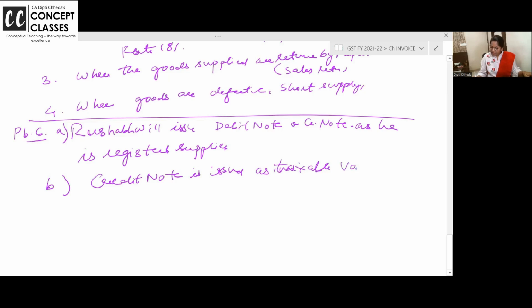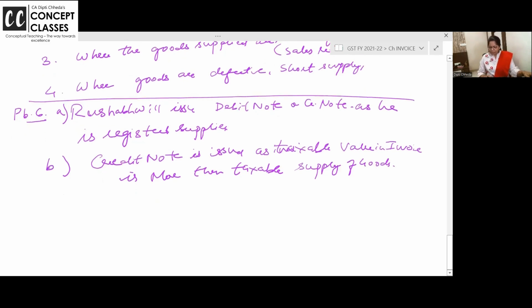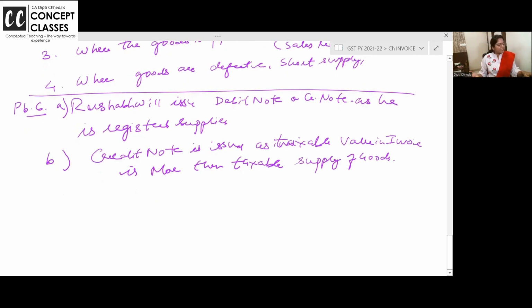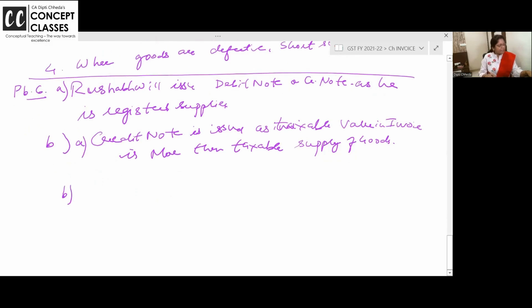Taxable value in invoice is more than taxable supply of goods. प्रॉब्लम ओपन रखो. टैक्सेबल वैल्यू इनवॉइस में ज्यादा चार्ज किए हैं तो आप क्रेडिट करो, रिवर्स करो. Next, tax charged is 33 whereas you should have charged 65, so debit. B में फिर A, B, C बिट है ना.